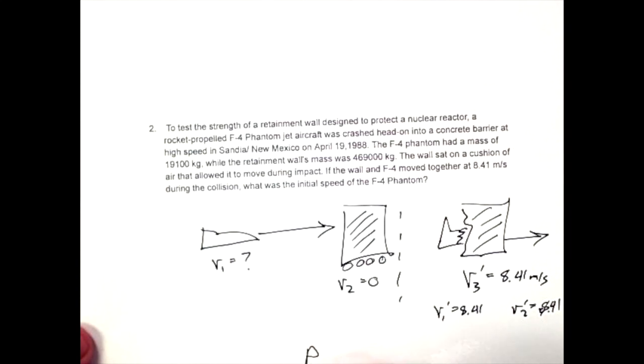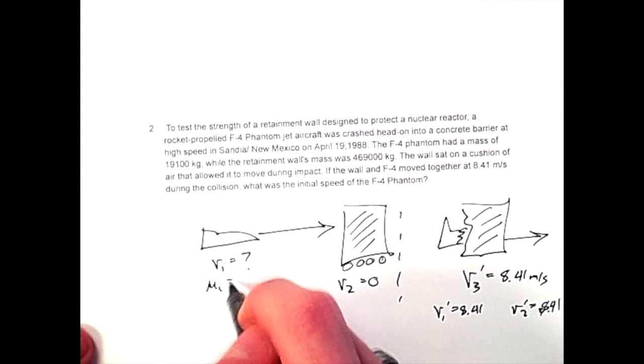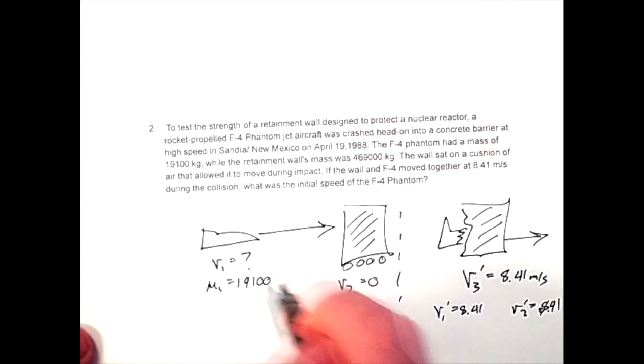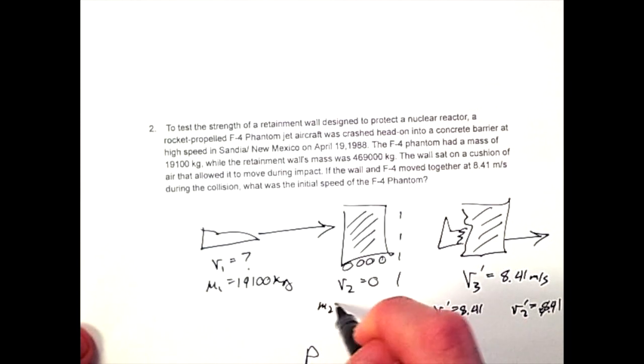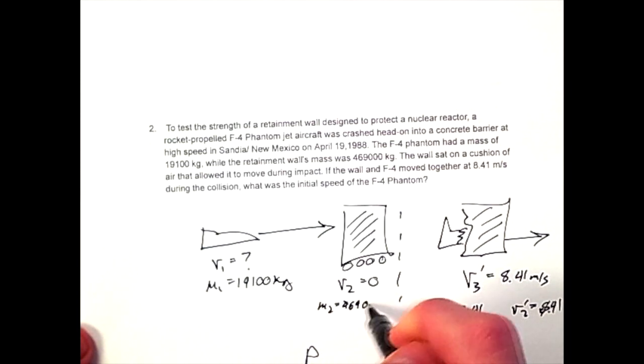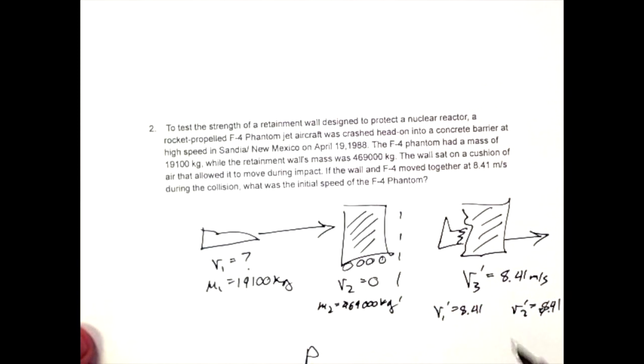Because when I go down here, oh, sorry, and then I would list all the masses. Mass 1 is 19,100 in kilograms. Mass 2 is humongous, 469,000 kilograms. And then they're the same on this side. So on this side, what I would label is I'd say M3 is the sum of 19,110 plus 469,000.